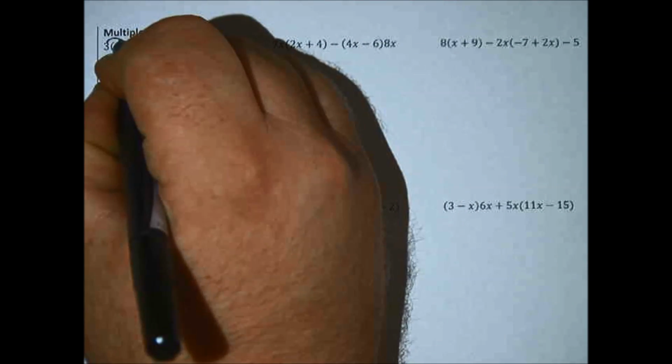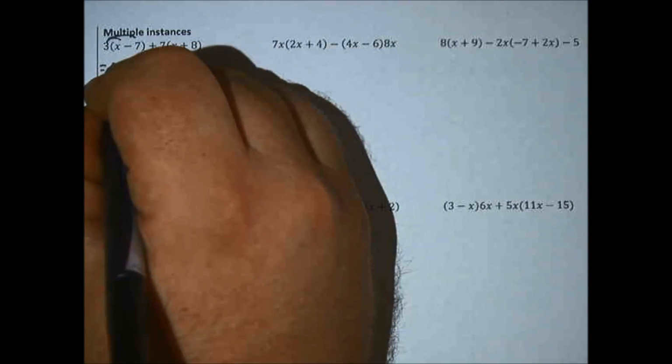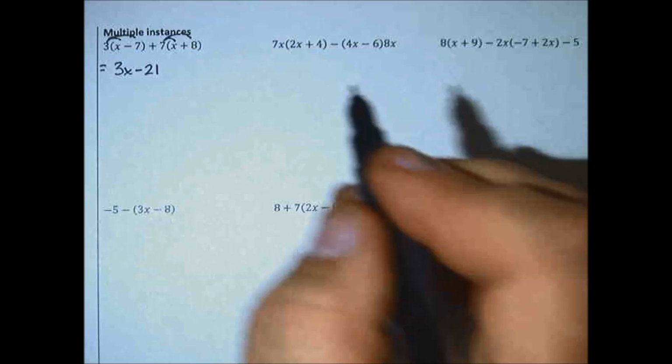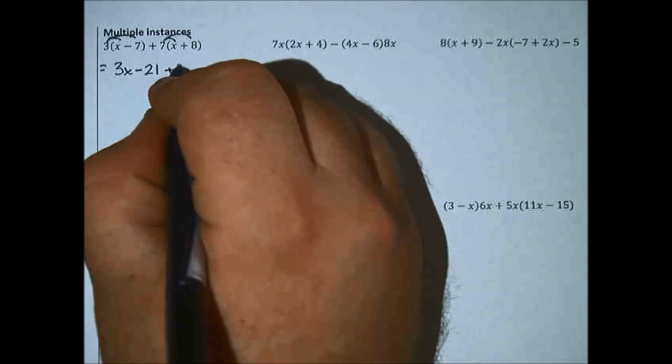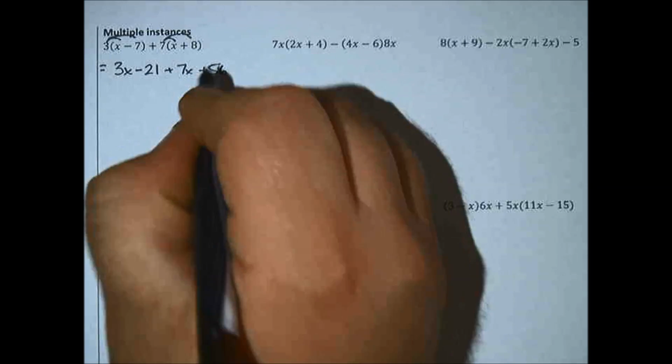Okay, so all I need to do is just do what I did before. 3 times x is 3x. 3 times negative 7 is negative 21. 7 times x is plus 7x. 7 times 8 is plus 56.